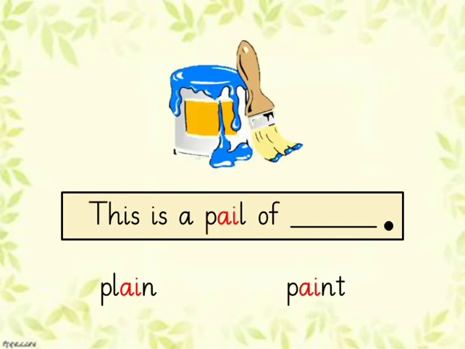Let's read another one. This is a pail of dash. Plain or paint? Wonderful! This is a pail of paint.